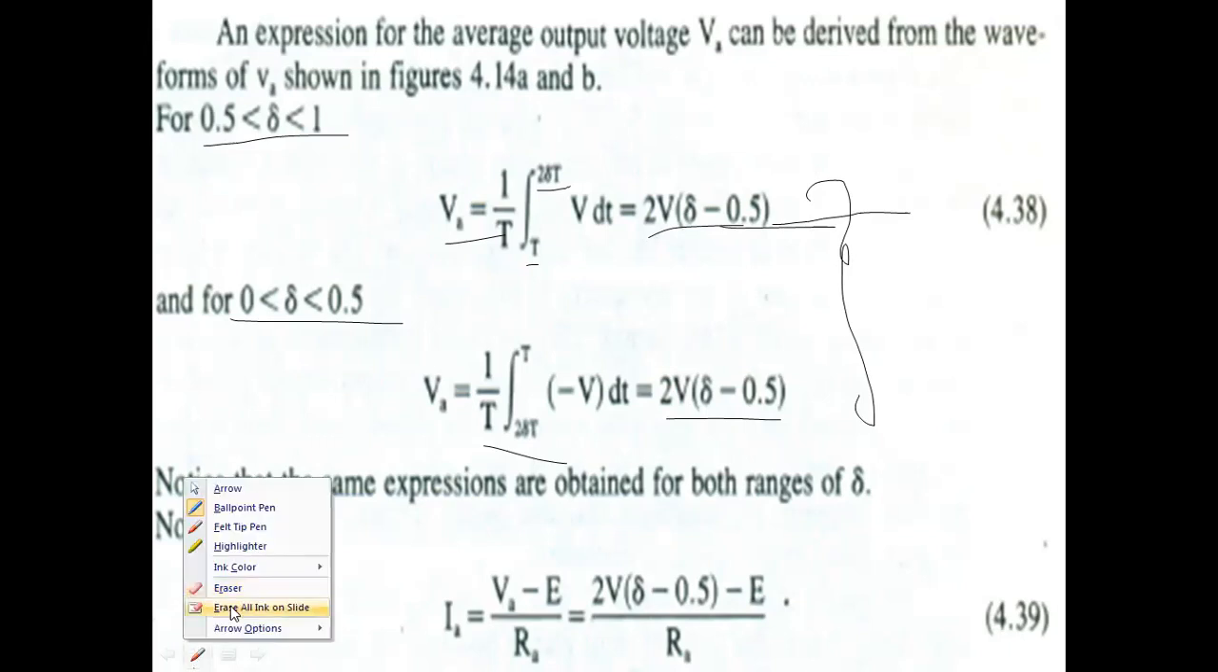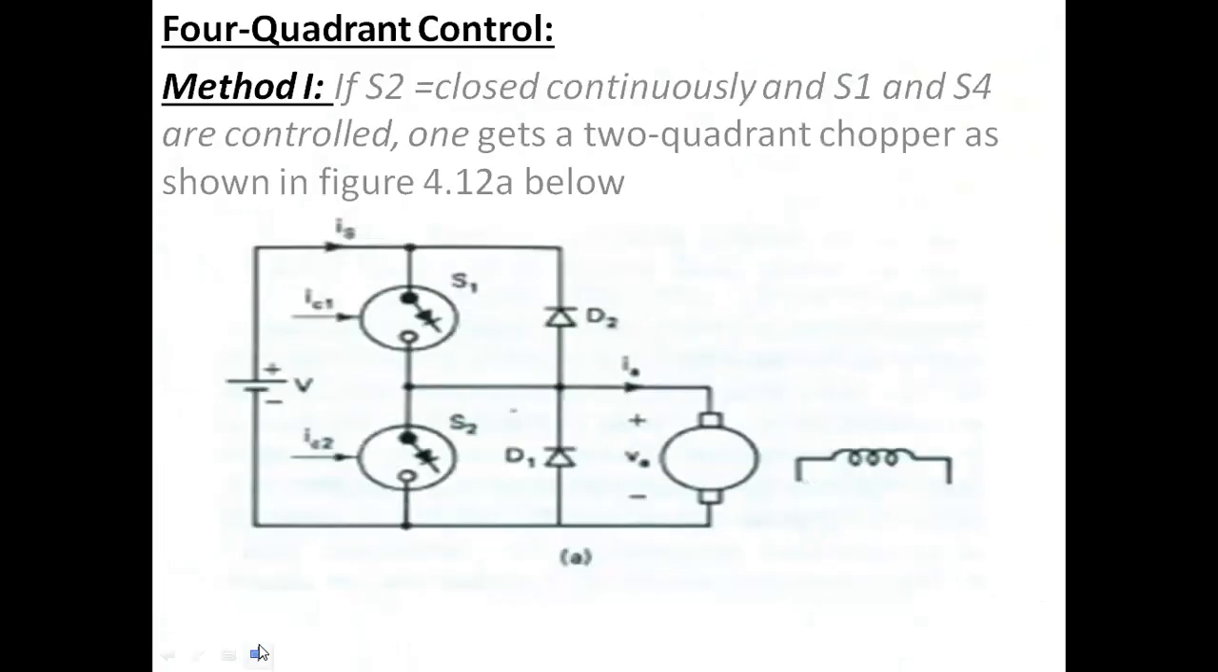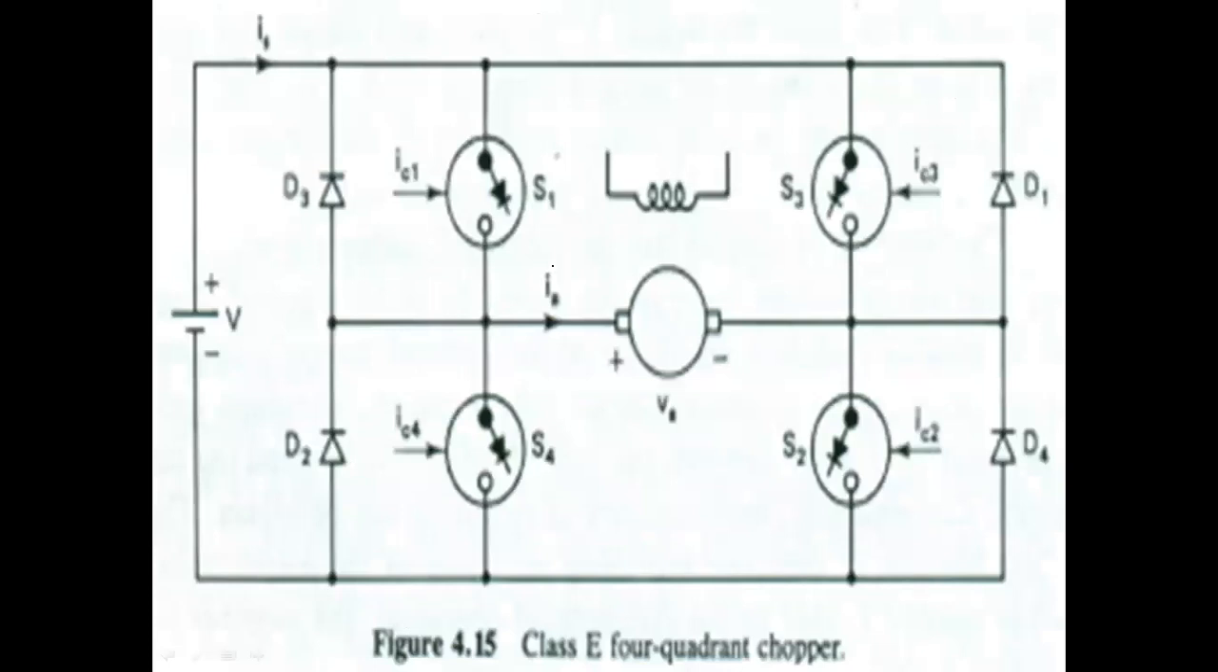Okay, next. This is all about the 2-quadrant one. Next we will go for 4-quadrant control. See here, in this 4-quadrant control, we also have two methods. It can be obtained by using a class E chopper. This is the class E chopper, not this one.